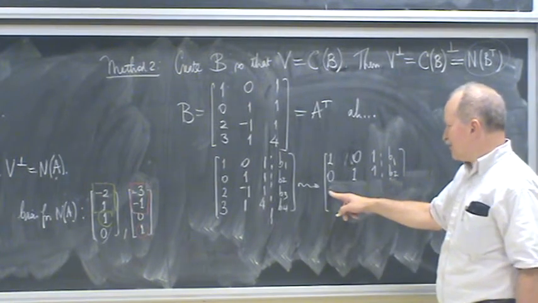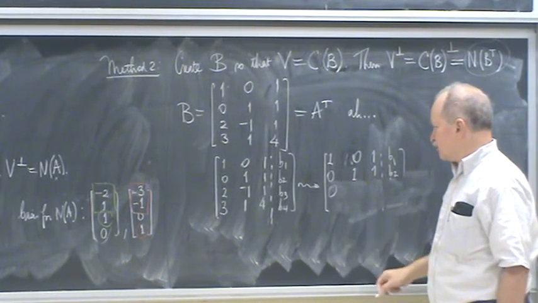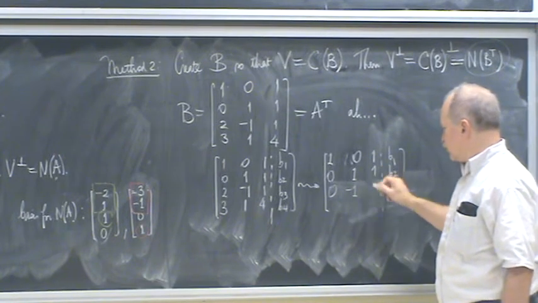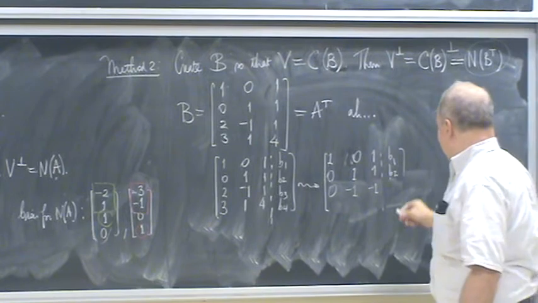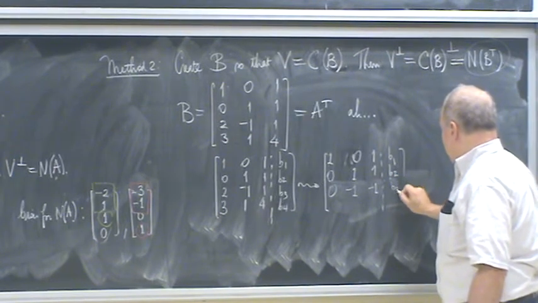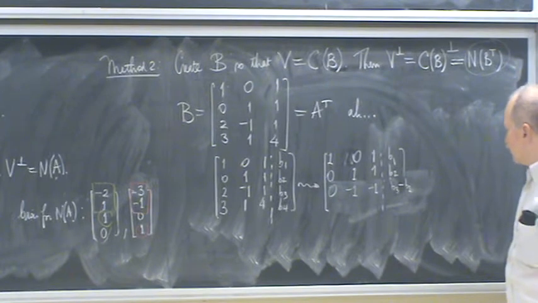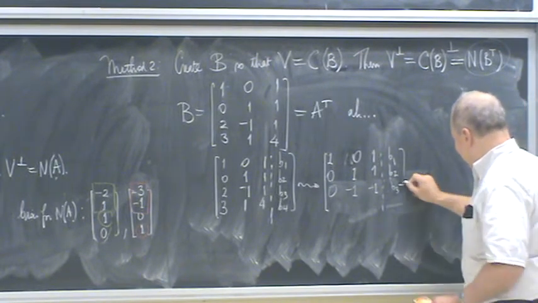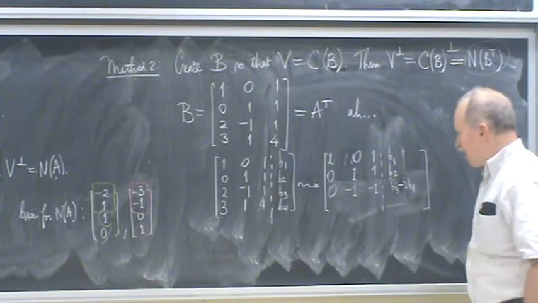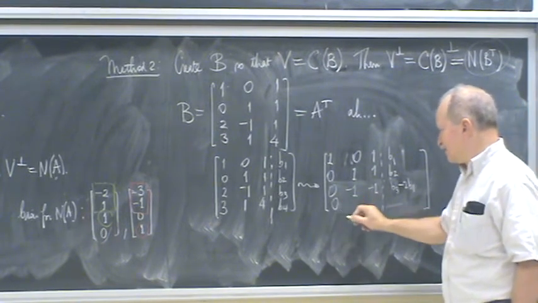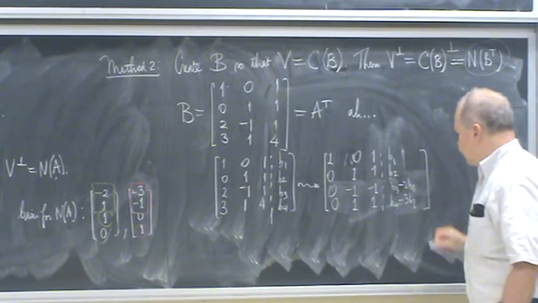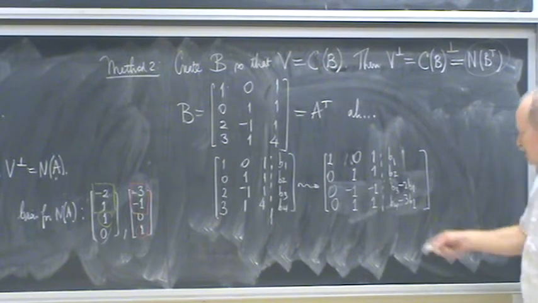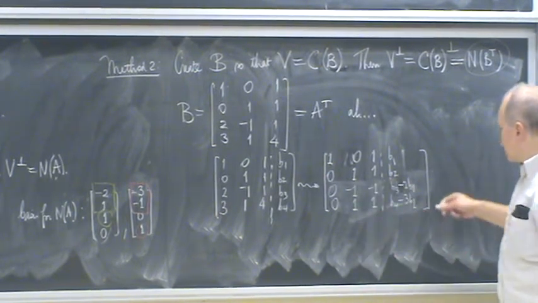So what happens on this row? It's going to go away. 0, -1, -1. B3 minus 2B1. Bottom row: 0, 1, 1. B4 minus 3B1. And now we see that these are going to turn into rows of zeros, as we expected.